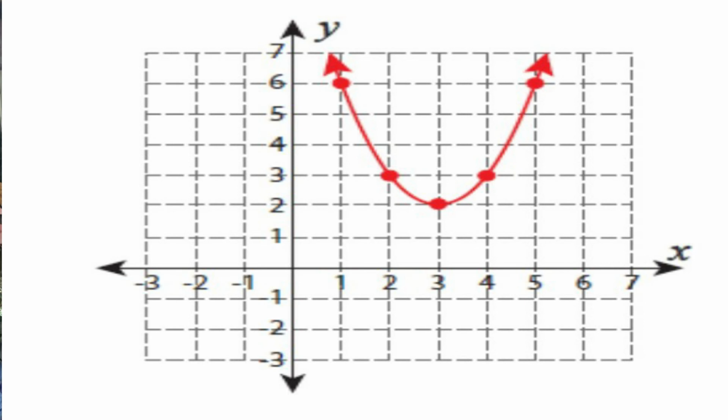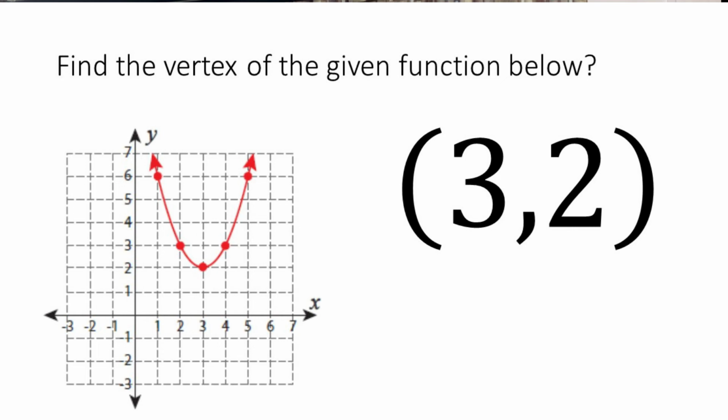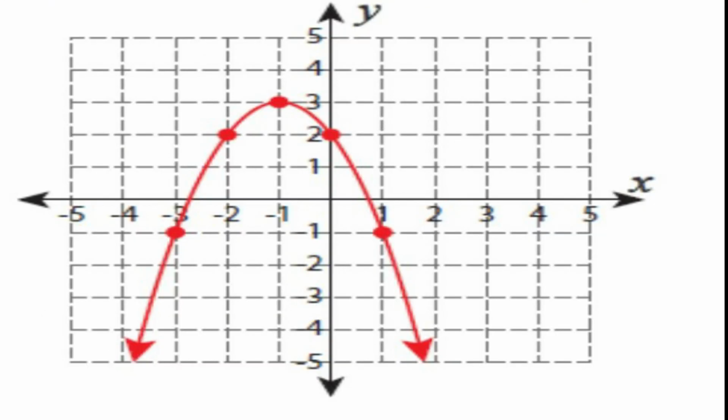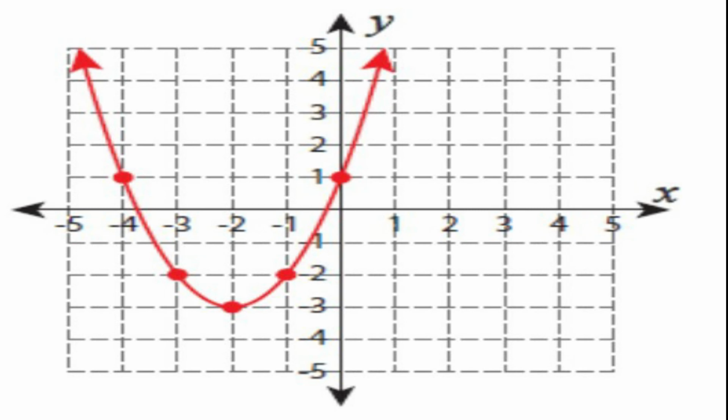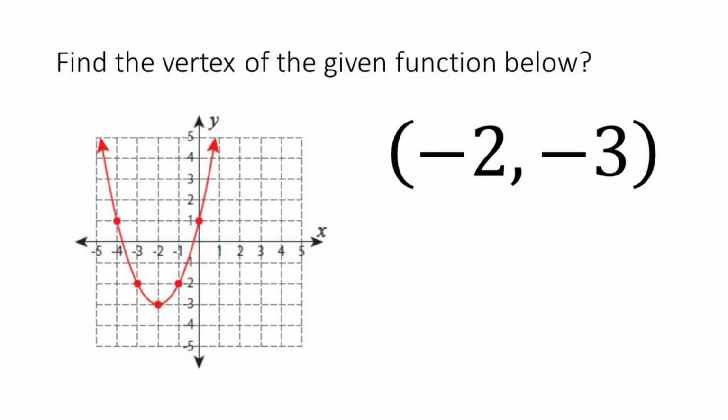Continuing, given the graph, you may also identify the turning point of the graph in the given example. In this case, the coordinates of the turning point is at 3, 2. Therefore, the vertex is 3, 2. The same with this one, you could see that the turning point is at negative 1, 3. Therefore, the vertex is negative 1, 3. The same as what we have in this graph, the turning point is negative 2, negative 3. Therefore, our vertex is at negative 2, negative 3.